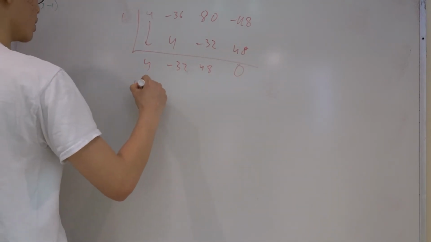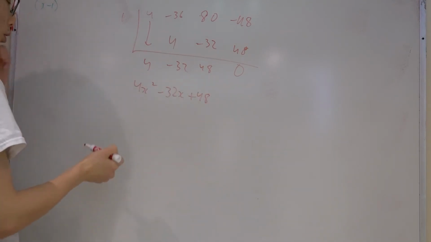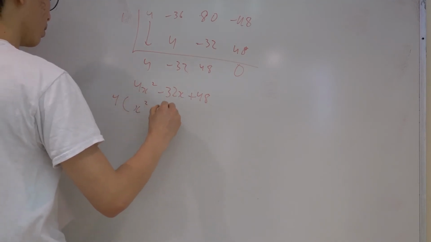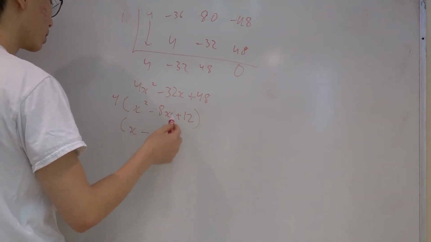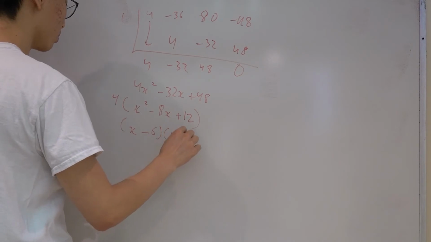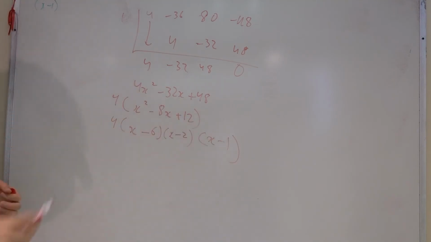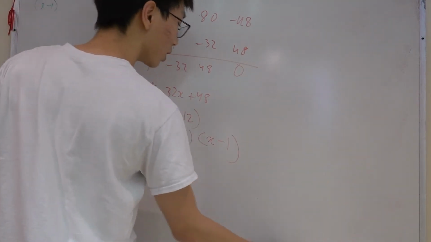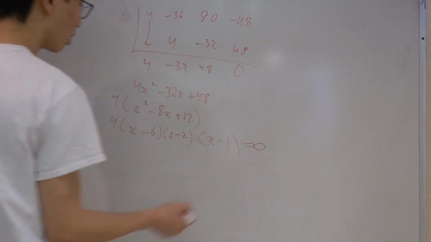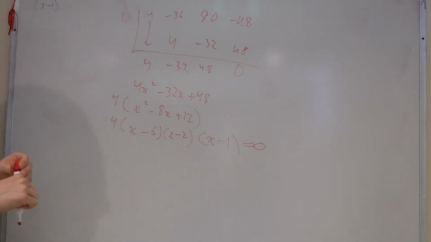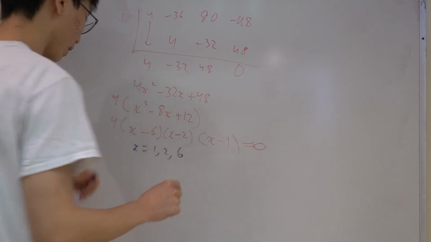So this translates to 4x squared minus 32x plus 48. You may notice that you can factor out a 4, so let's go ahead and do that. And then you can factor this thing. This just becomes x minus 6 times x minus 2. And then bring in our factor that we took out earlier. This is a factored form of our polynomial, x minus 6, x minus 2, x minus 1. That means our solutions are going to be whenever this thing is equal to 0, which means either of these factors has to be equal to 0. This gives us the solutions, x equals 1, 2, or 6.